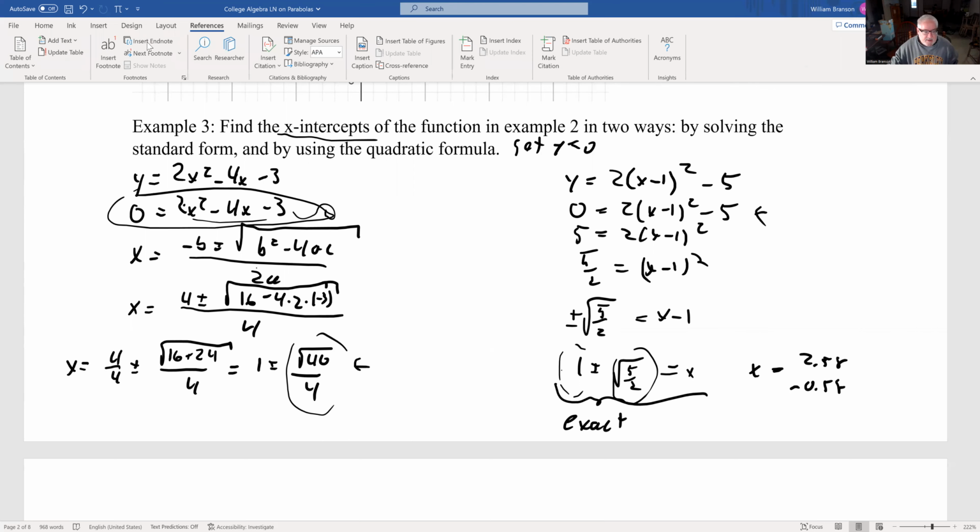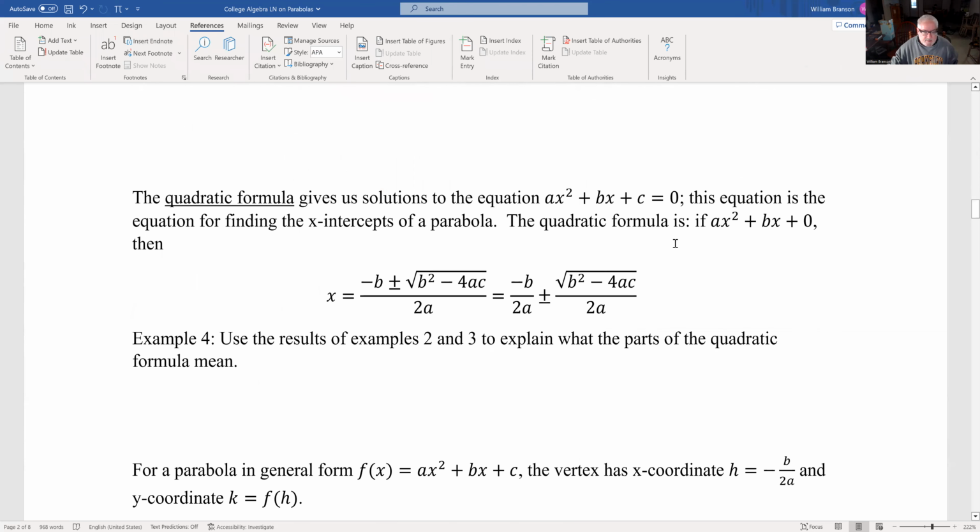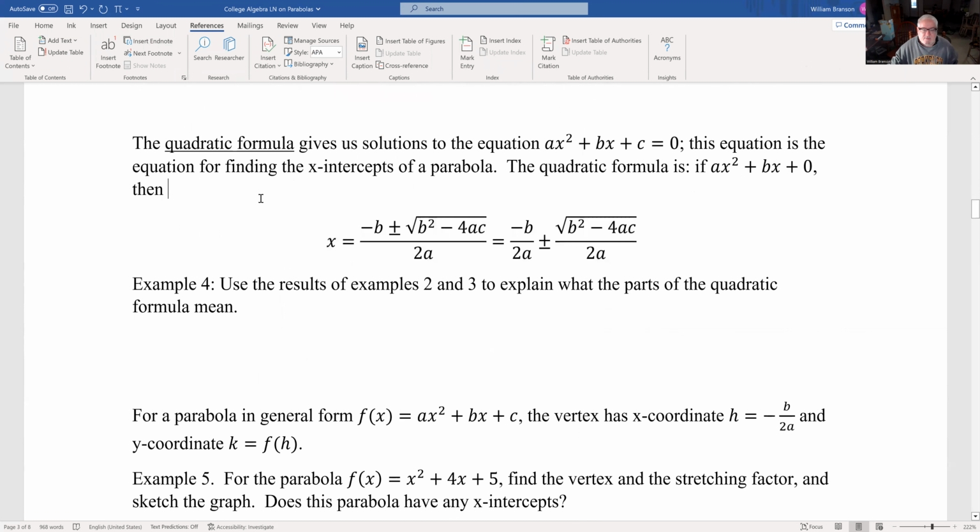Great, so that gives us the quadratic formula. And here, of course, is the equation for it. There's two parts of the quadratic formula. There's this fraction, and then there's this fraction.